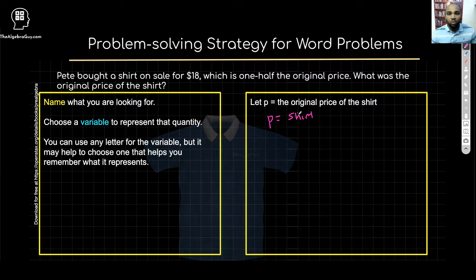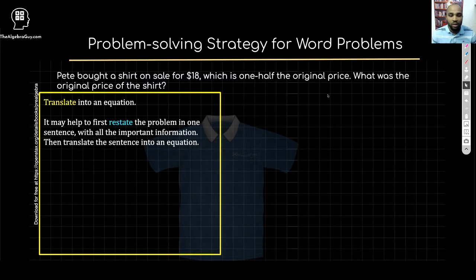Because we don't know what about the shirt. P represents what? The color of the shirt, the number of shirts, the weight of the shirt, the size of the shirt? What about the shirt? That really can be confusing. So when you're getting down into a lot of steps, you just want to be able to look up here and say, oh, the price of the shirt is what we're looking for. And you don't want to put price because it could be price of anything.